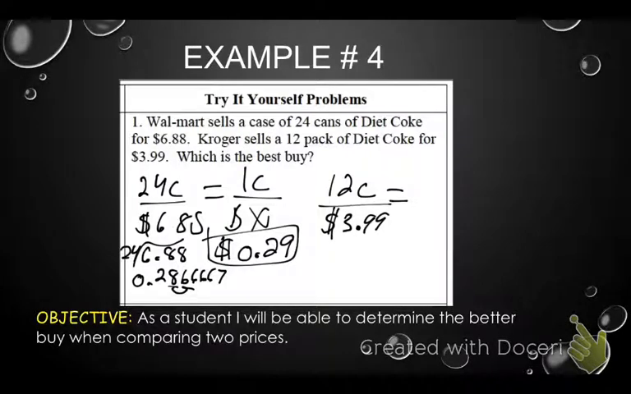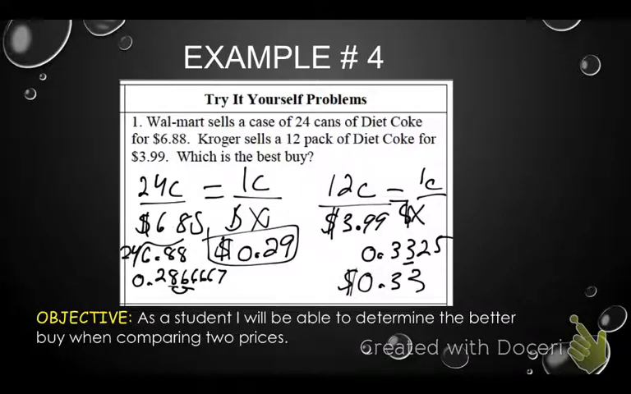Okay, this time we have $3.99. We're trying to solve for 1 can. It's going to cost us X dollars. Okay, $3.99 times 1 is $3.99 divided by 12. We're going to do the same thing. We're going to get 0.3325. And if you look 2 places over, you can look at the 2 next to it. That is less than 5, so it stays the same. It is 33 cents per can.